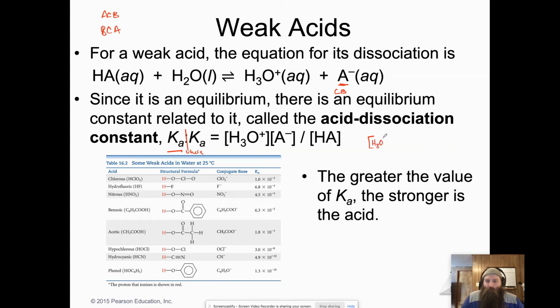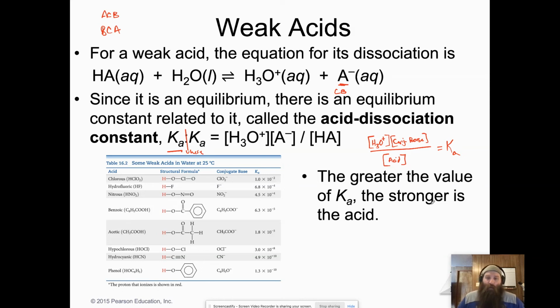I'm just going to rewrite this. Times the concentration of the conjugate base over the concentration of, all right, what's HA? HA is our acid. That gives us Ka, the acid dissociation constant.